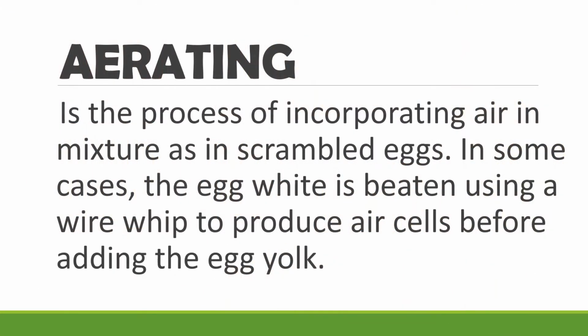Let's have the first function, which is aerating. It is the process of incorporating air in a mixture as in scrambled eggs. In some cases, the egg white is beaten using a wire whip to produce air cells before adding the egg yolk. So what is produced is a bigger volume, light, and tender scrambled egg.